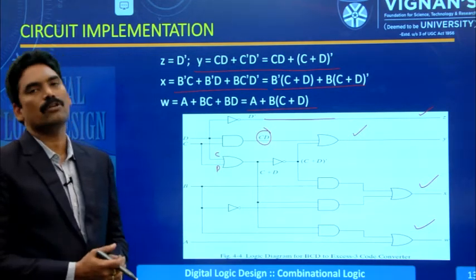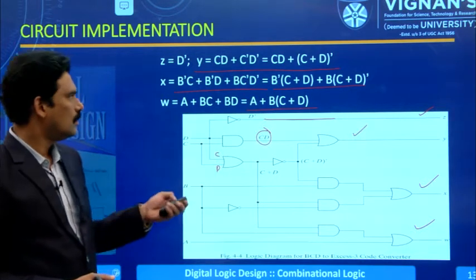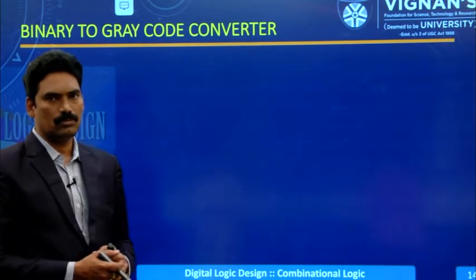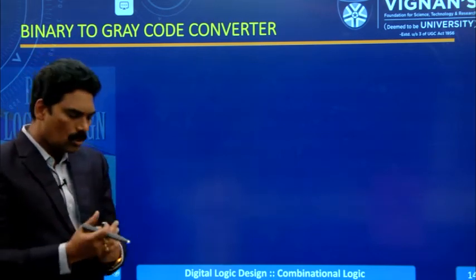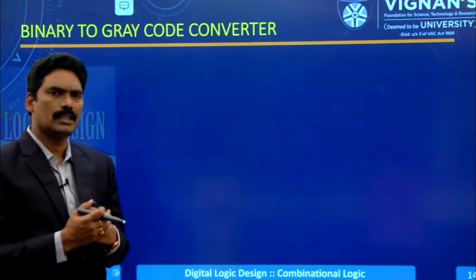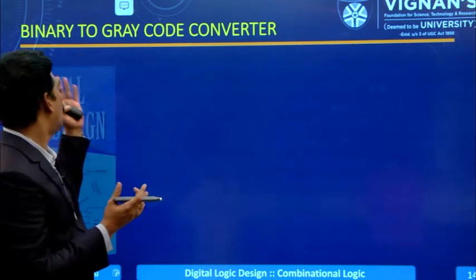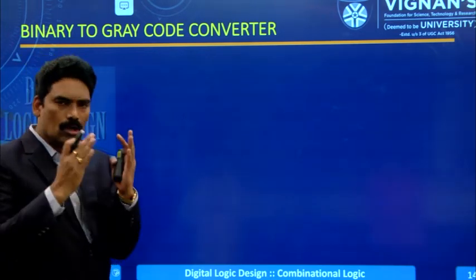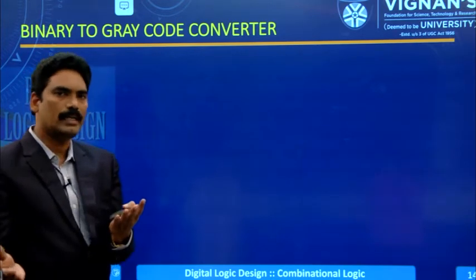And next we are going to discuss one more example, that is binary to gray code converter. We have to convert a binary number to a gray code number. What are the input variables? First of all, what is the design procedure? First of all, we have to identify our aim. We have to convert binary to gray. Suppose we consider 4-bit binary code to 4-bit gray code.